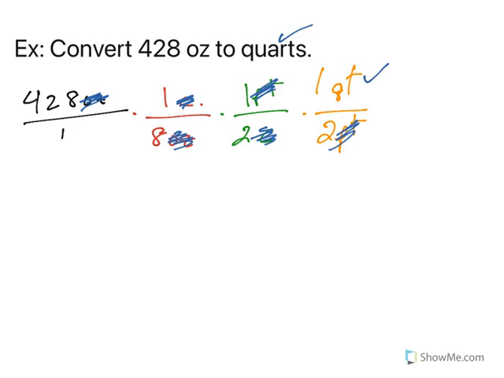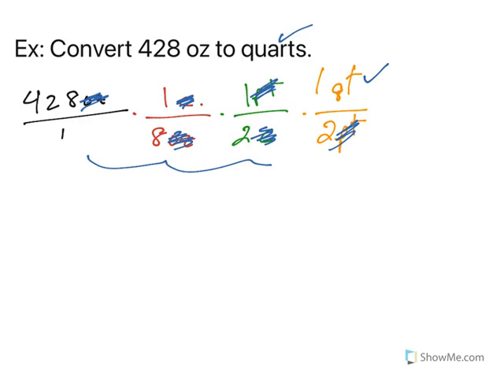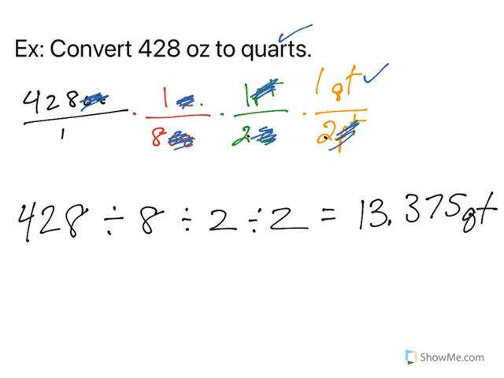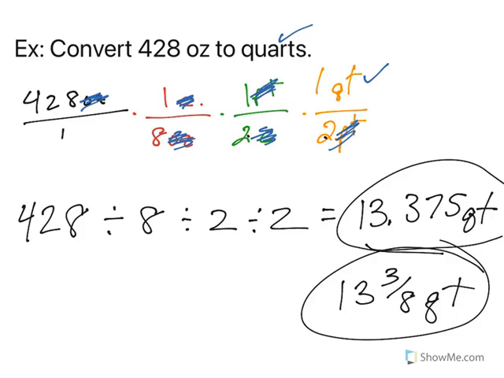Now you'll notice a lot of the other ones that we did had numbers in the numerator. So the idea is if your numbers are in the numerator, you multiply. If the numbers are in the denominator, you divide. So I will start with 428. 8's in the denominator, so I divide by 8. 2 is in the denominator, so I divide by 2. Another 2 in the denominator, so I divide by 2. And you can type it in your calculator just like that. 428 divided by 8 divided by 2 divided by 2 gives me 13.375 quarts, also known as 13 3/8 quarts, if you prefer a fractional answer.